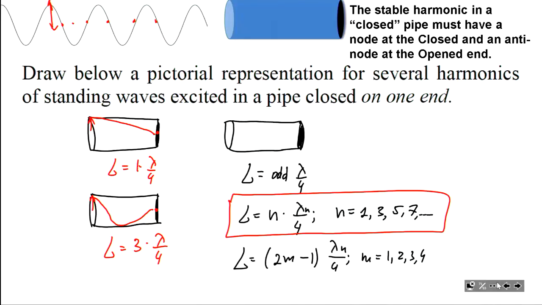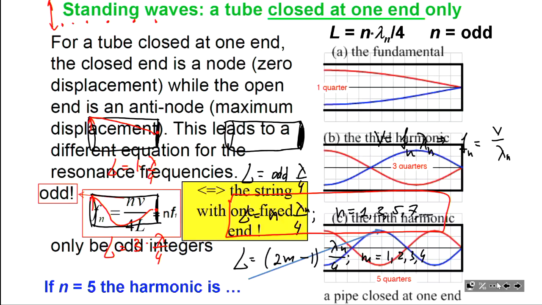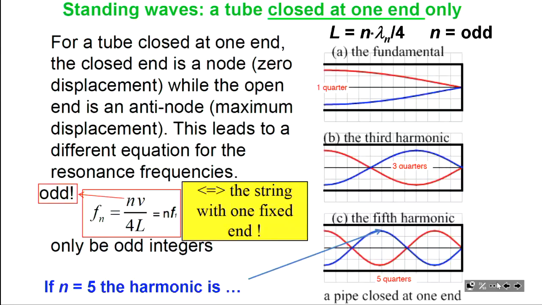And of course, because speed is equal to frequency times wavelength, and the speed is the same, we can solve this equation for frequencies: speed divided by the wavelength. And this will give us a set of possible frequencies. The lowest one when n equals 1. The next one, which is not second, but third, when n equals 3. The next one, which is fifth, etc., etc.